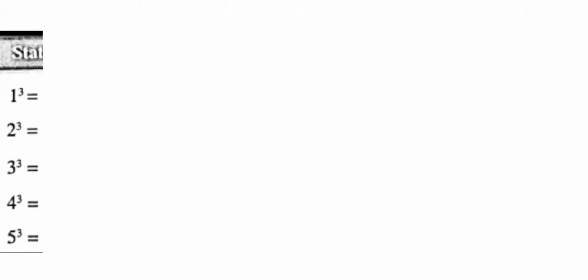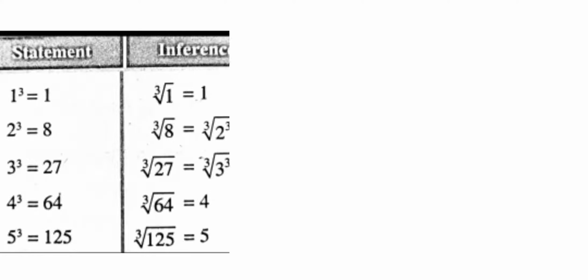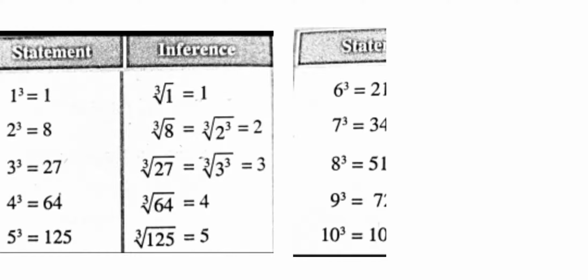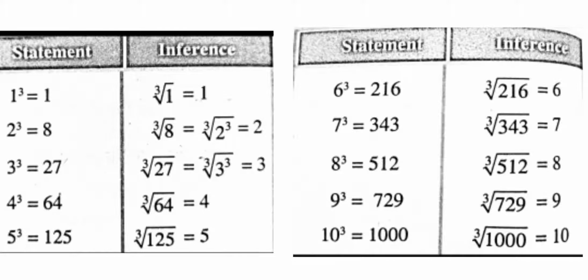Now in this table, some cube numbers and their respective cube roots are given. Cube of 1 is 1, cube root of 1 is 1, cube of 2 is 8, cube root of 8 is 2, cube of 3 is 27, cube root of 27 is 3, and cube of 4 is 64, cube root of 64 is 4. So here it is mentioned from 1 to 10 cubes and their roots. So remember all the cubes and cube roots.